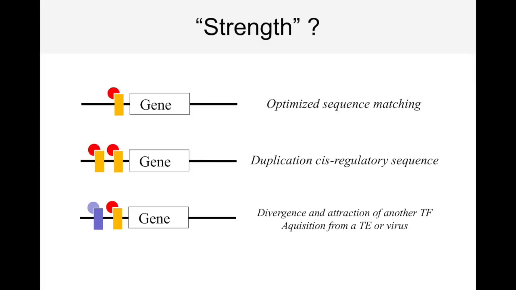And of course, the strength of a cis-regulator, you can think of it as different things. It can be that the sequences where you've got the matching between the cis-regulatory region and the transcription factor coevolve. It can also be that you've got a duplication of those sequences, or that these sequences start to attract different transcription factors just to increase in strength.